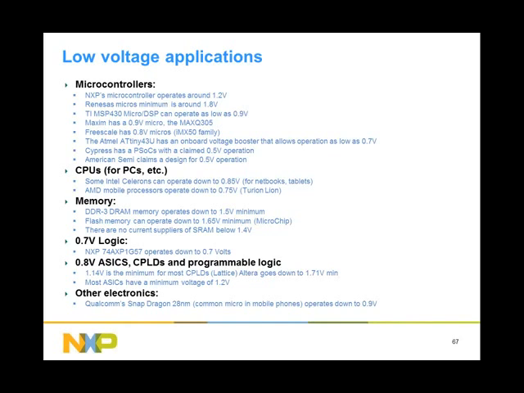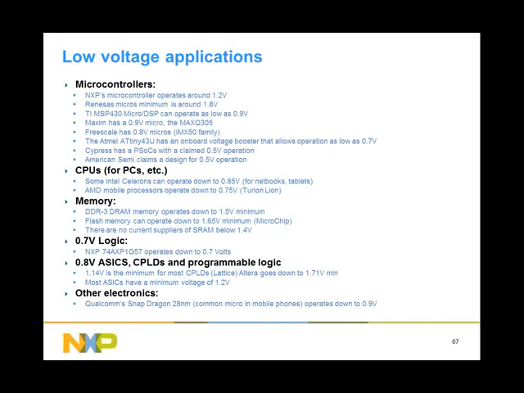Also, Maxim has a 0.9. Freescale has some devices at 0.8 volts. Atmel has a device at 0.7 volts. And it's reported that Cypress and American Semi have devices that will operate down to 0.5 volts. So you can see the trend is to go to lower and lower operating voltage. And the benefit of this is that you need fewer battery cells, and with fewer battery cells, you can have smaller batteries, less weight, and less space required.